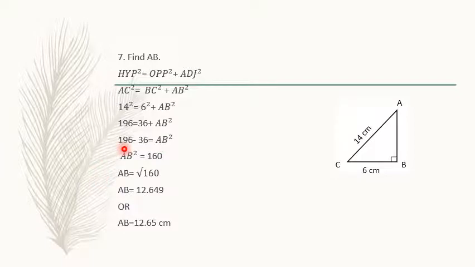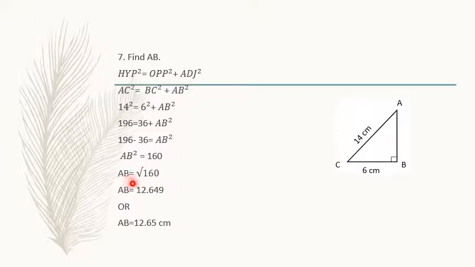So now 14 square will give you 196. Take your calculator, type 14 multiplied by 14, you will get 196. Now 6 square will give you 36. 6 multiplied by 6 gives you 36, plus AB square as it is, because we don't know the value of AB. Now you will keep your AB square on the same side, and you will take your 36 to the other side. It becomes negative 36. Why? Because here it is positive. When I take it to the other side of the equal sign, it becomes negative 36. So now AB square as it is. Now when I subtract, 196 minus 36 will give you 160.